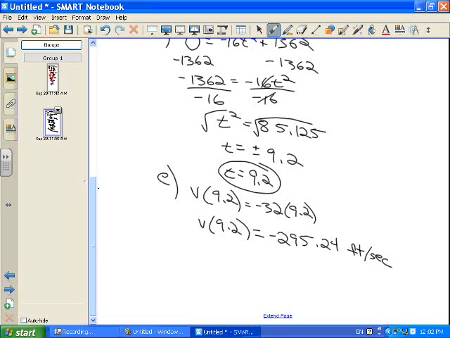So does that mean that it's like really slow since it's negative? Why is it negative? Because it's going down. Because it's going down. The negative is for direction. Good.